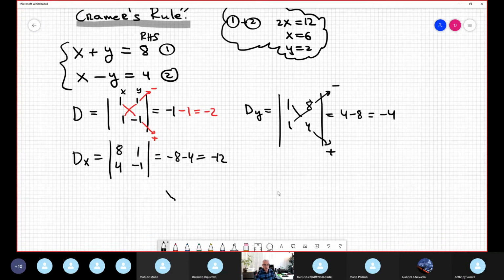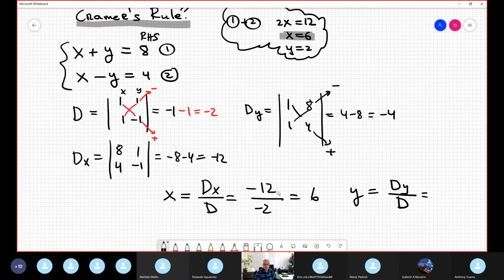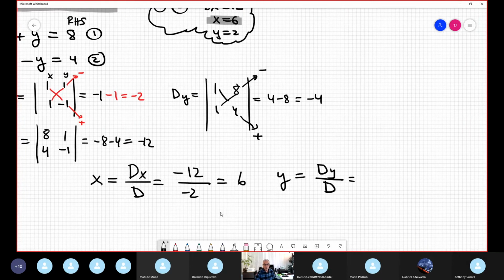X is always the division Dx divided by D. Who is Dx? It is negative 12. Divided by negative 2 is positive 6. Exactly, as we predicted here. Look. And y is Dy divided by D. Is then negative 4 divided by negative 2 is positive 2. Exactly the solution that we predicted at the beginning, because I put in the elementary example to illustrate the idea.